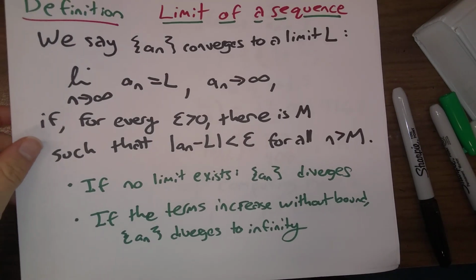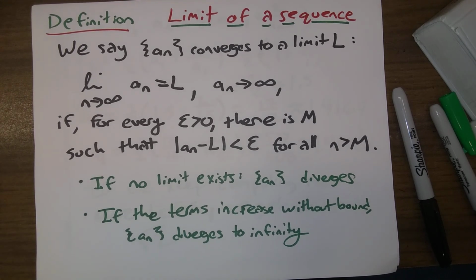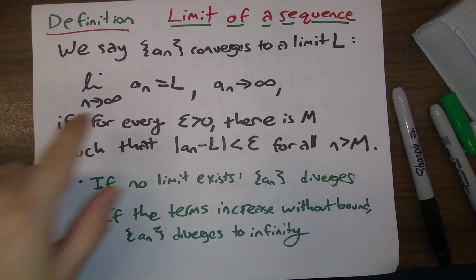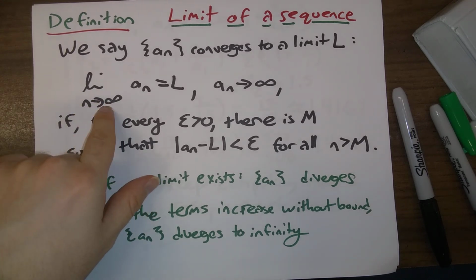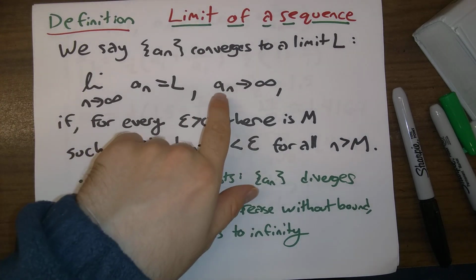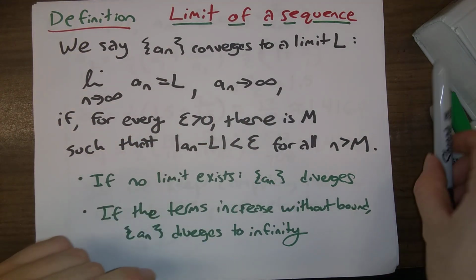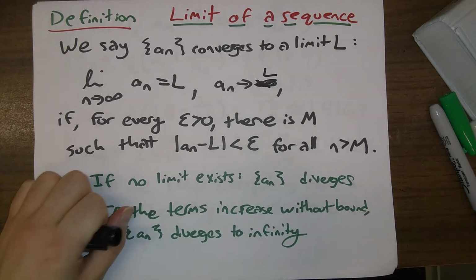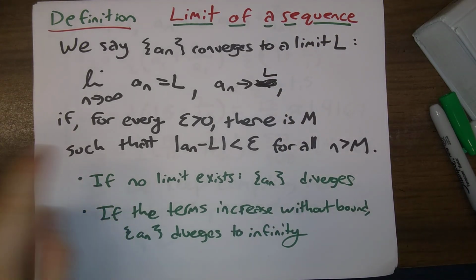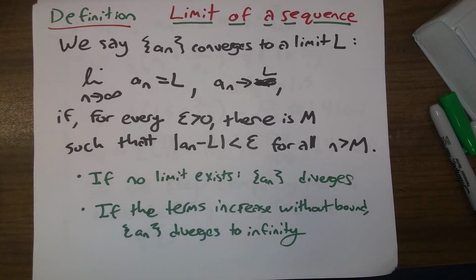So here comes our big definition for this section. Now we care not just about sequences, but the limits of our sequences. So we'll say that a sequence a sub n converges to the limit L, which we can write as the limit as n goes to infinity of a sub n is equal to L, or we can just write a sub n goes to L, if for every epsilon greater than 0, there is an m such that the absolute value of a sub n minus L is less than epsilon for all n greater than m.